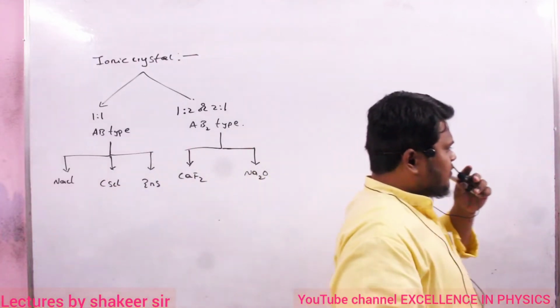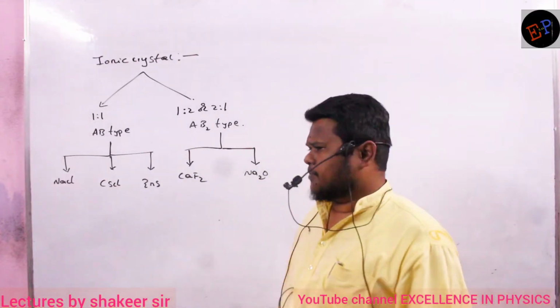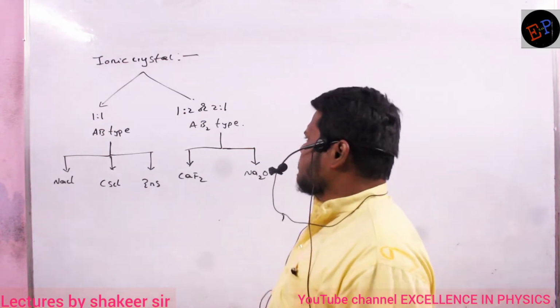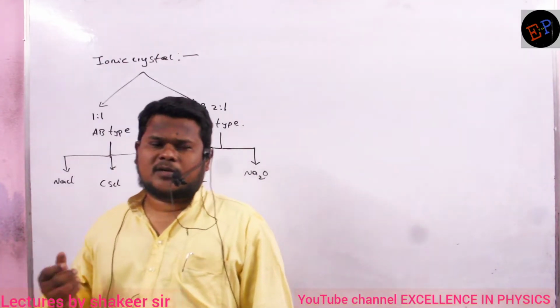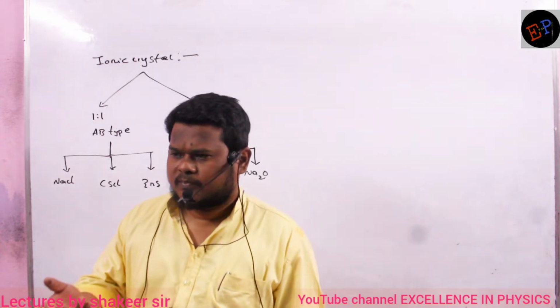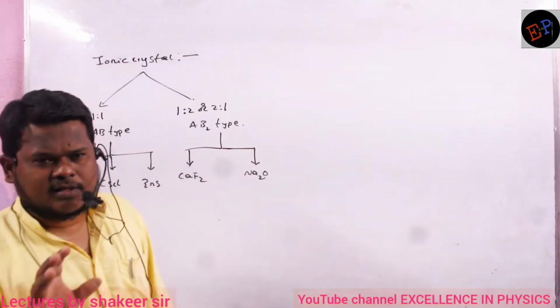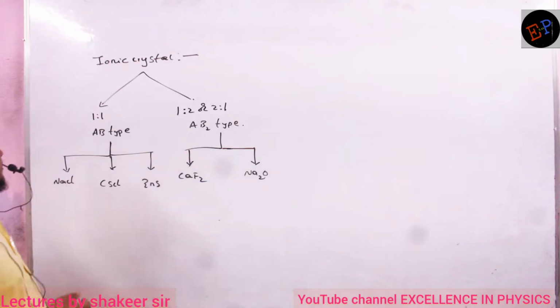So the last topic which we are studying is ionic crystals. In ionic crystals, we have two types of crystals. Crystals means the combination of cations and anions only. Cations and anions, how they are arranged, that we are studying.